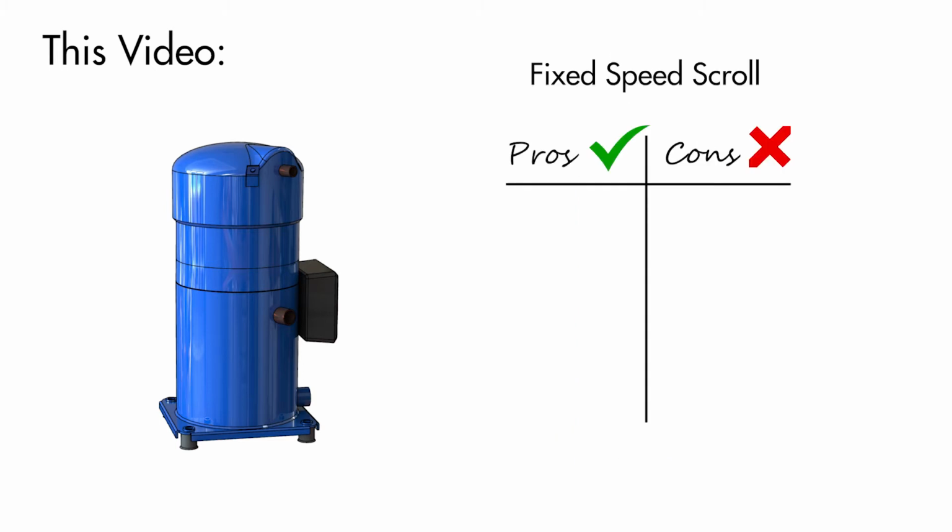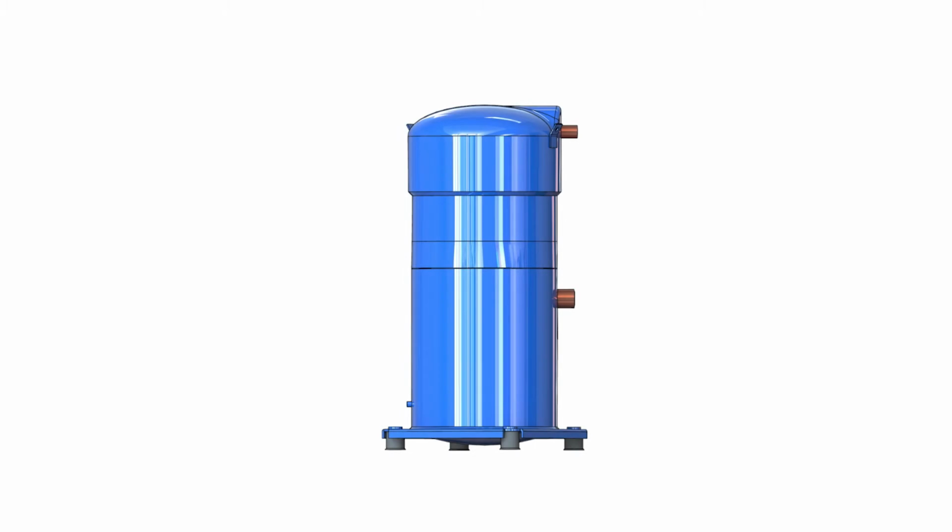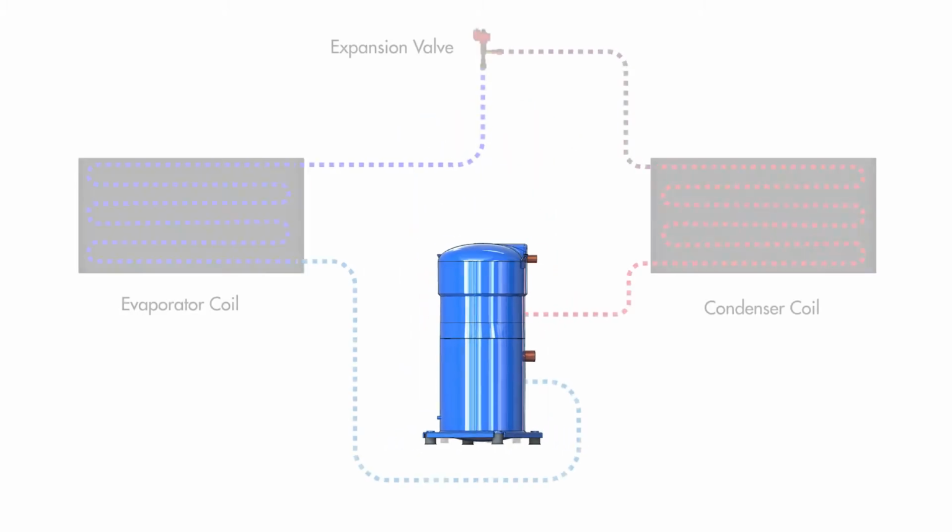the fixed speed type. In the next two videos we will discuss the digital scroll compressor and the inverter scroll compressor for comparison. If you don't know much about these scroll compressor types, then hopefully by the end of these videos you will be able to make a more educated decision on what is best for your next HVAC project. So to start with, let's go over the basics of the scroll compressor.